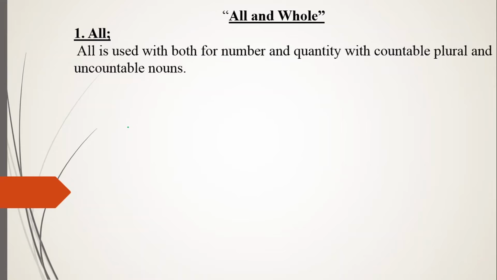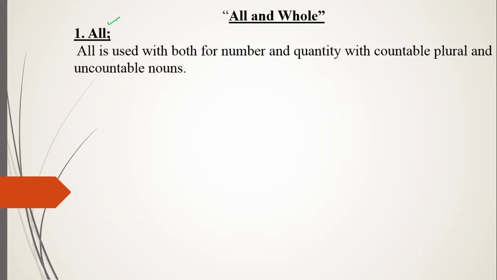Number one, we have got that is known as "all". "All" is used with both number and quantity, with countable plural and uncountable nouns. Clear? Definitely "all" is used for plural, which means you can use "all" with countable and with uncountable both. And if you are using it with countable, that will be plural definitely, because you are talking about all, so that is making it plural.